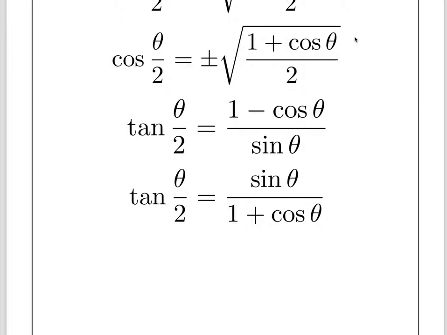I like the first one better than the second one because I like as few things as possible in my denominator. I like my denominator to be as small as possible, so that's why I like the first one versus the second one when I get a choice. Okay? So, we're going to use tangent of theta over 2, and we want 1 minus cosine theta over sine theta. So that's the identity we're going to use. So what do you recommend we do next?